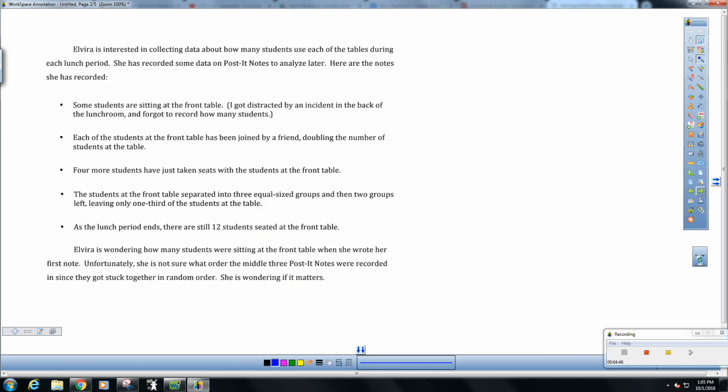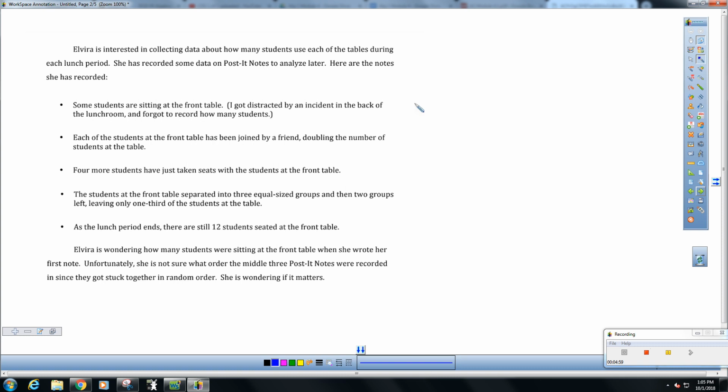Okay? Well, Elvira is interested in collecting data about how many students use each of the tables during lunch period. She has recorded some post-it notes to analyze later. Here are the notes. There are some students sitting at the front table. I got distracted by an incident at the back of the lunchroom and I forgot to count. Each of the students at the front table has been joined by a friend, which doubles the amount of students.